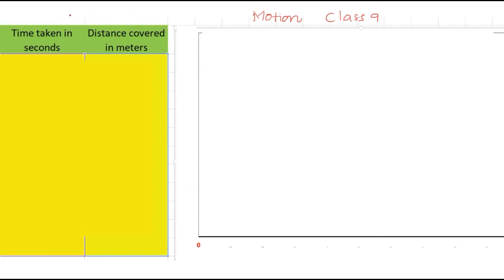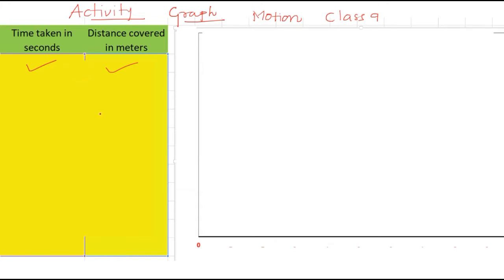We shall start this tutorial with an activity. And what is that activity? To draw the graph. And what kind of graph? This graph is called distance versus time graph. You may expect this question in your future exams where you need to draw a graph. Some values of time will be given to you, as well as how much distance the body covers for every second or hour, whichever is the unit.